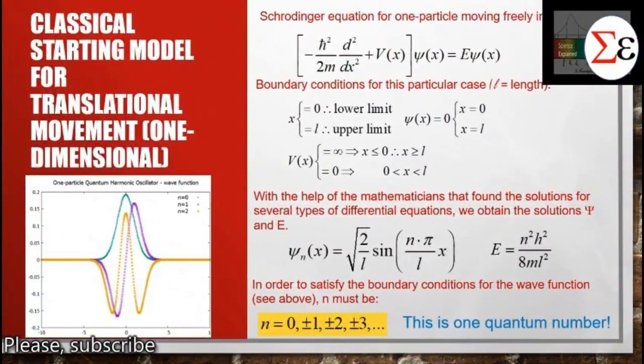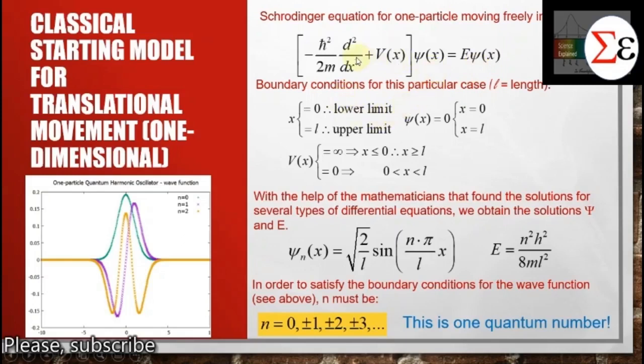Then the Schrodinger equation for one particle moving freely in the x direction is given here. When we say moving freely, it means that the potential energy is zero, within the length of the box. Then, in this case, it is a one-dimensional box. So we have the Schrodinger equation for one particle moving freely, which means moving with potential energy zero in the x direction, a translational movement in one dimension.